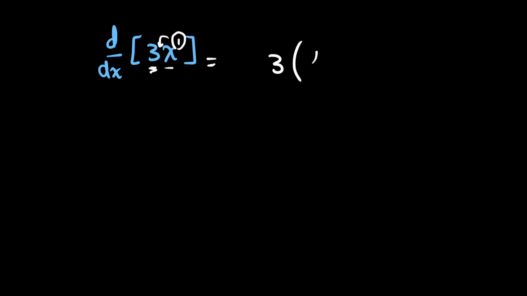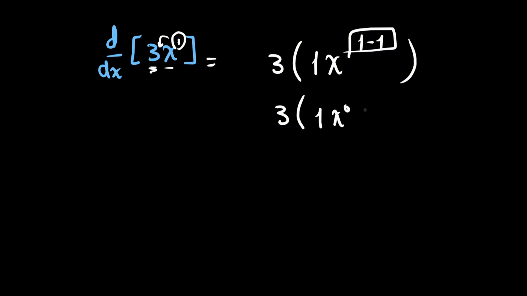The 1 beside the x, raised to the power of the main power 1, minus 1. So you have 3 multiplied by 1, x to the power 0, and you know that anything raised to the power of 0 equals 1. So the answer is 3 multiplied by 1 equals 3.